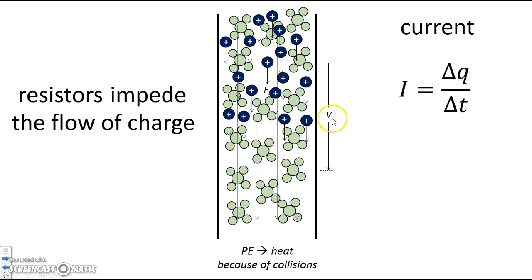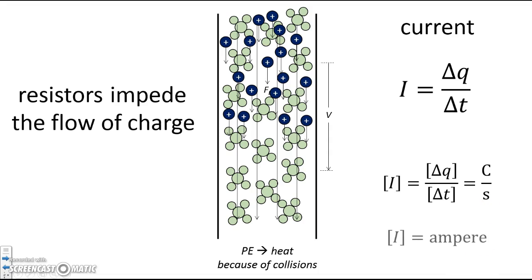So if you were to mark a reference line here, where my mouse is, you could count up how many coulombs pass by that line per second. And what you're getting is the current. The units for current are equal to the units of charge, coulombs, divided by the units of time, which is seconds. So the unit of current is a coulomb per second, or we call that an ampere, and we abbreviate it capital A.